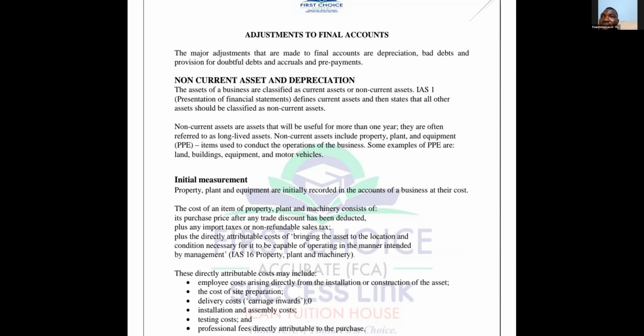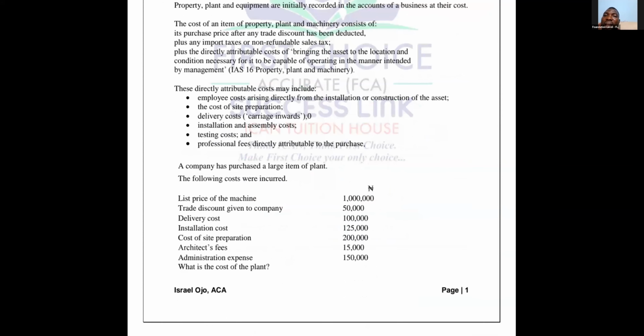The cost of clearing it will be added to it. The cost of any work I need to do on it before it can be ready for you, every other thing will be added onto it until the vehicle is readily available for use. So all costs will be added together, and that will now be used to introduce your vehicle to your financial statement.